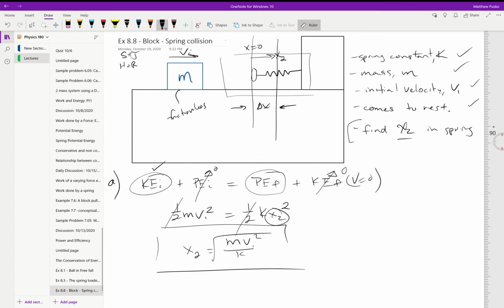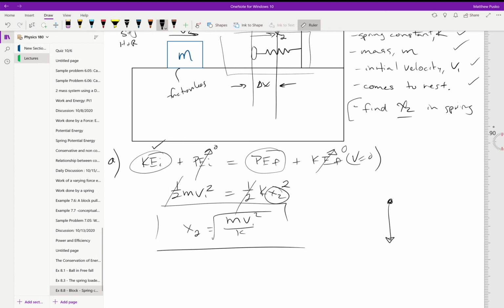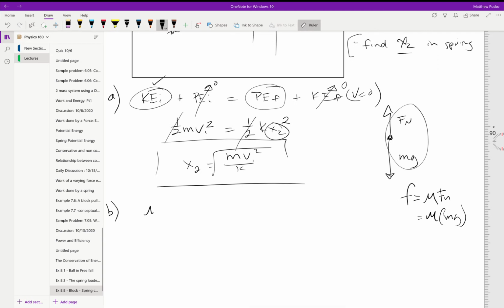But what happens if we have friction? We've got to do one free body diagram, basically just to realize that the normal force is equal to mg, right? We need that for our definition of friction. That friction is equal to mu times the normal force, or mu times mg, because after you do Newton's second law, you realize that these are equal. So let's say now there's some friction with some coefficient of friction mu. How far does it go now? It should compress the spring less.